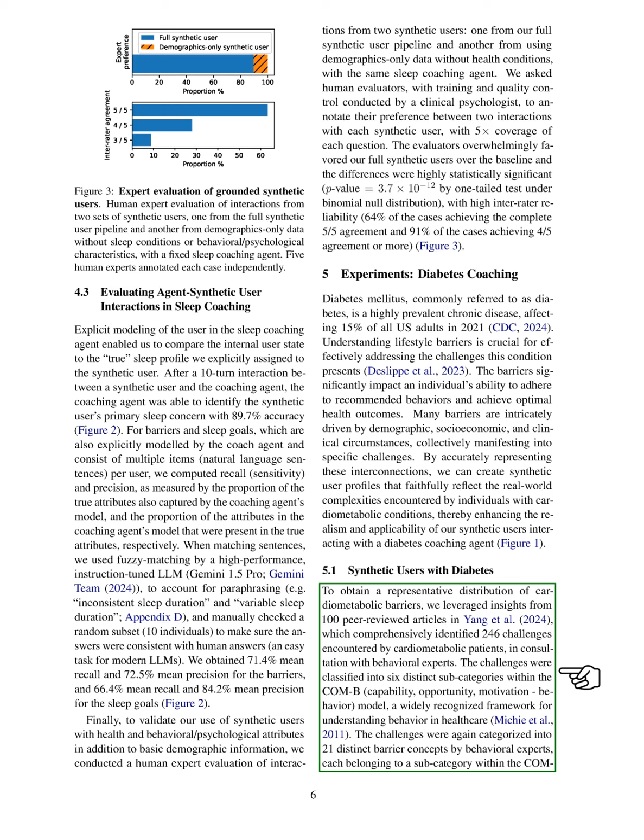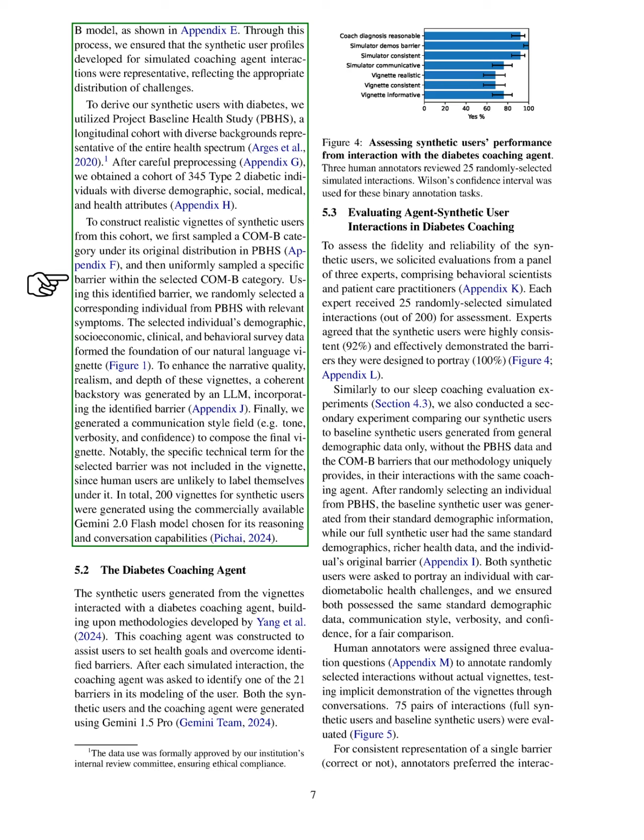To create these profiles, we analyzed insights from 100 peer-reviewed articles that identified 246 challenges faced by cardiometabolic patients. We categorized these challenges into 6 subcategories based on the COM-B model, which helps us understand behavior in healthcare. We then developed synthetic users by utilizing data from the Project Baseline Health Study, which includes a diverse cohort of individuals. After processing this data, we focused on 345 type 2 diabetic individuals.